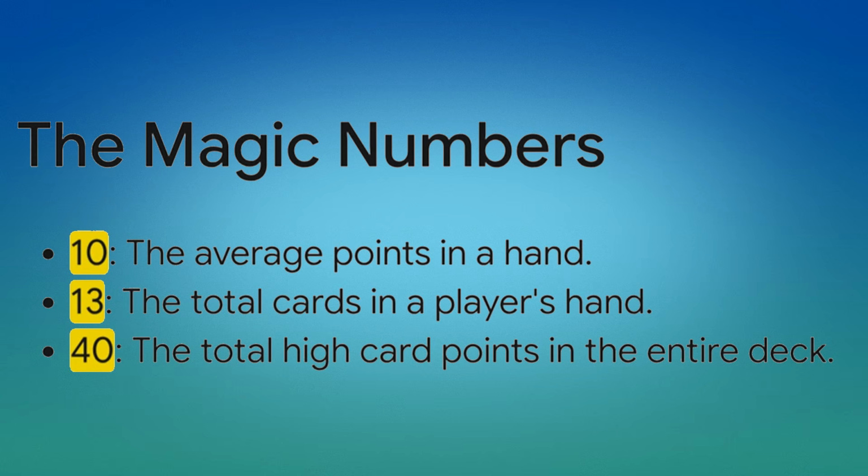So here's the big reveal. 10, that's the average number of high card points any player is going to have. 13, well, that's the easy one. It's how many cards you're holding. And 40, that's the grand total of all the high card points in the entire deck. Literally, every strategic move flows from these 3 little numbers.